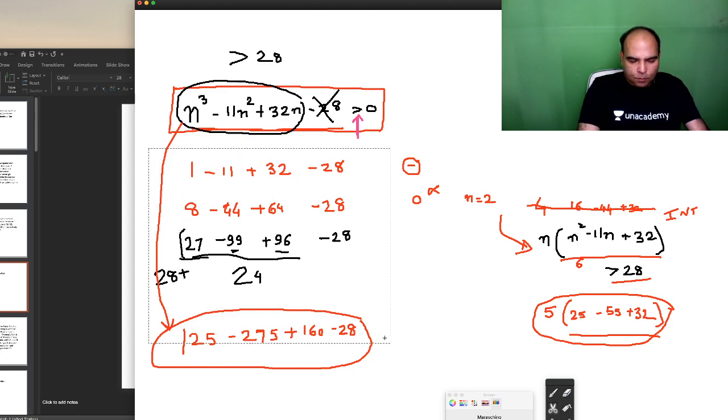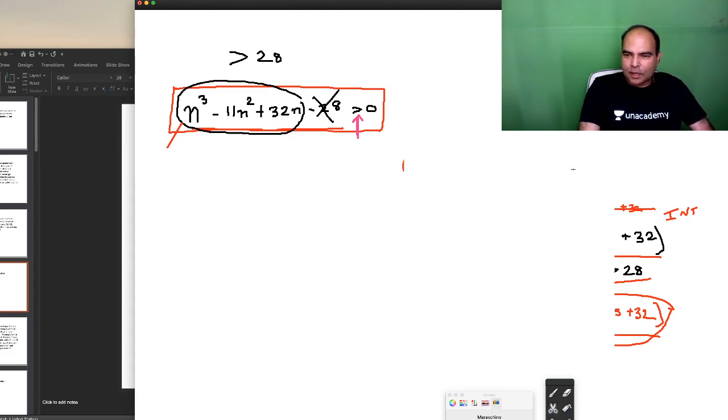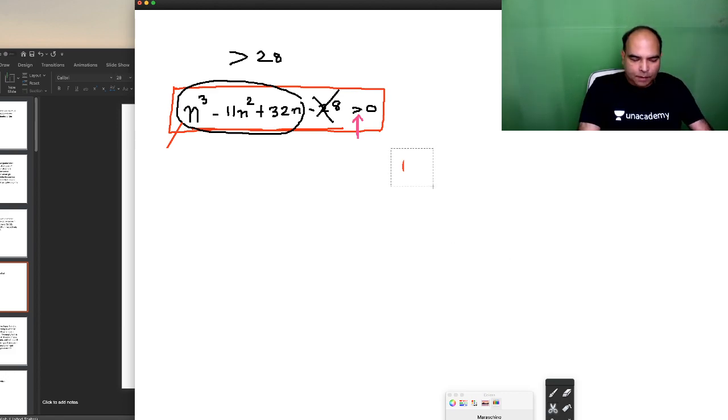So I'll just repeat what I have done here. I have transformed this in two parts. First part I have said that if I remove the minus 28, then the remaining part of the expression will have to be greater than 28. That's the first part. If I get rid of the minus 28, I'll have to make sure that this part is greater than 28. That's the first reaction.